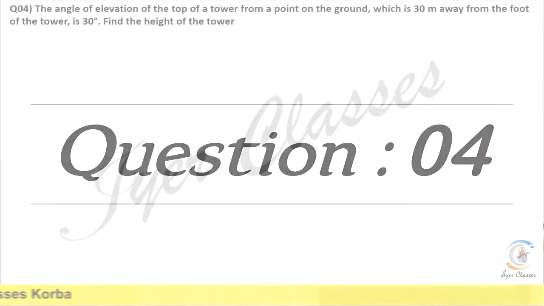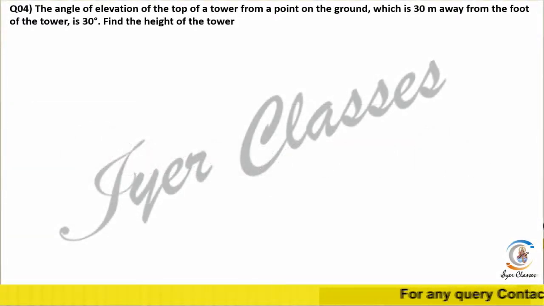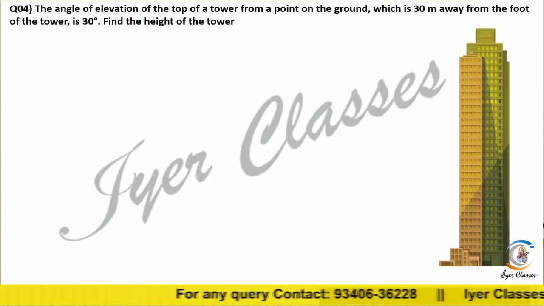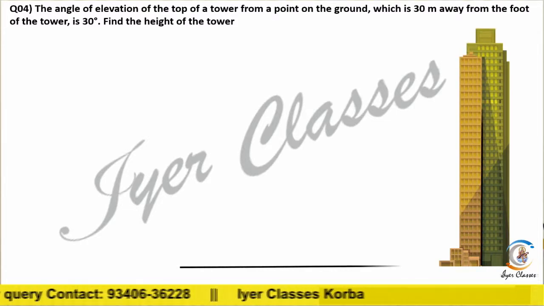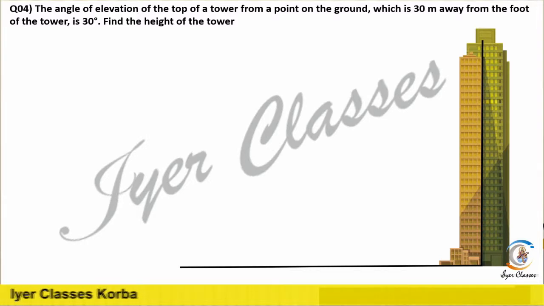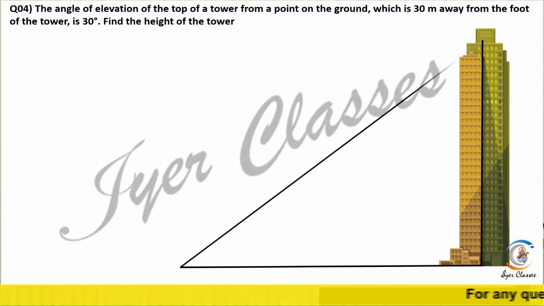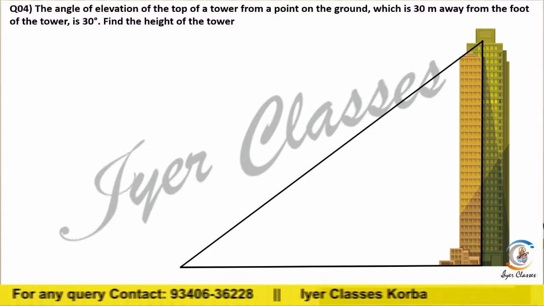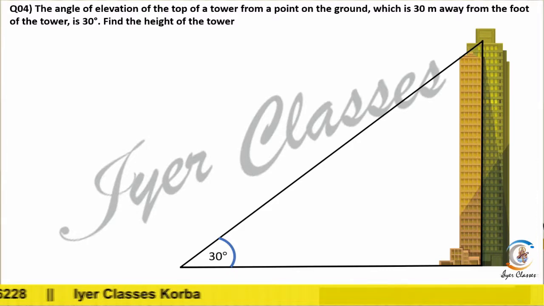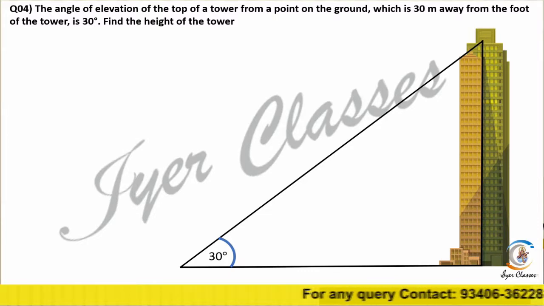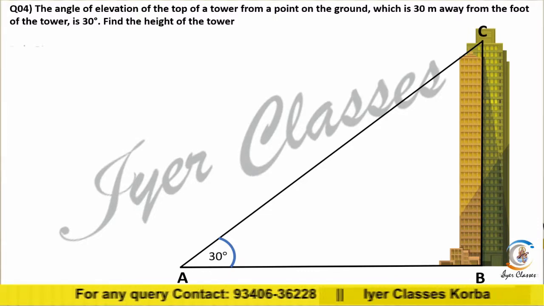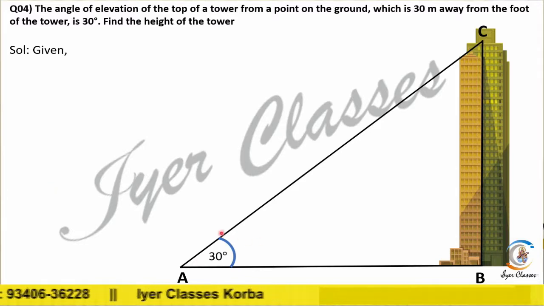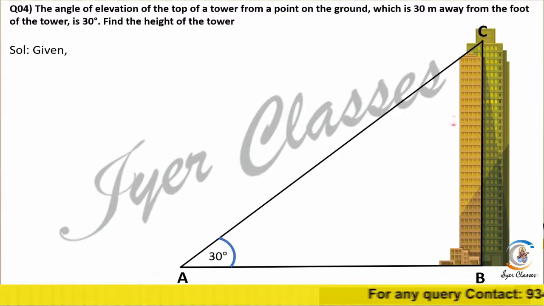Fourth question now. The angle of elevation of the top of a tower from a point on the ground, which is 30 meters away from the foot of the tower, is 30 degrees. Find the height of the tower. You can see a tower and there is a point. From here you are looking at the top of the tower, and what you see here is the angle of elevation, which is 30 degrees, right? You are supposed to find out the height of the tower.